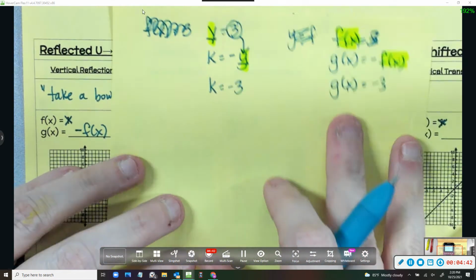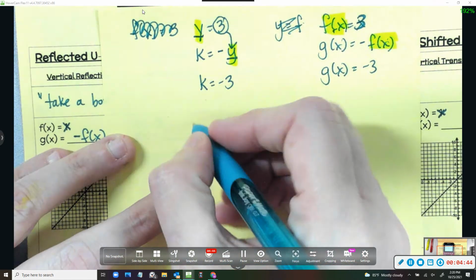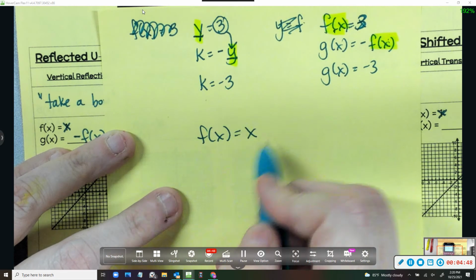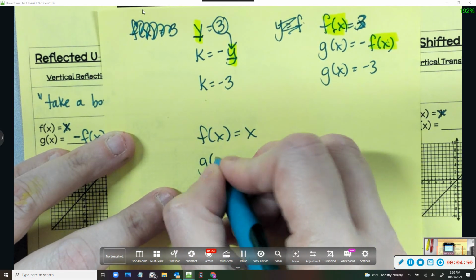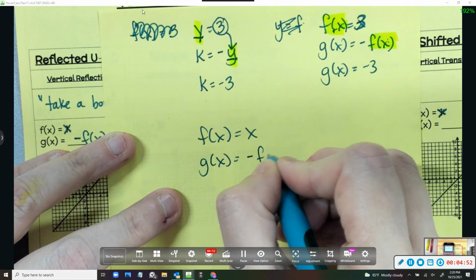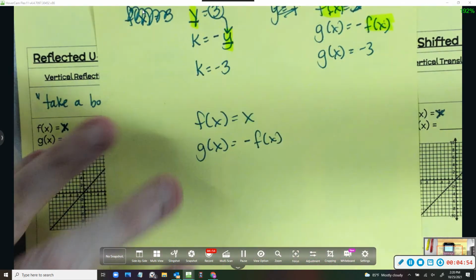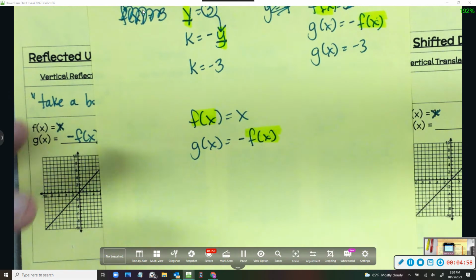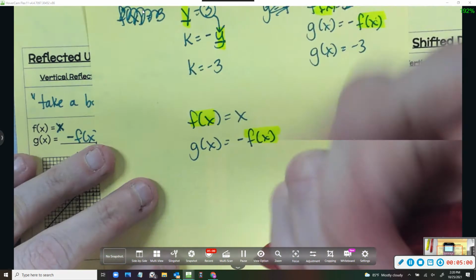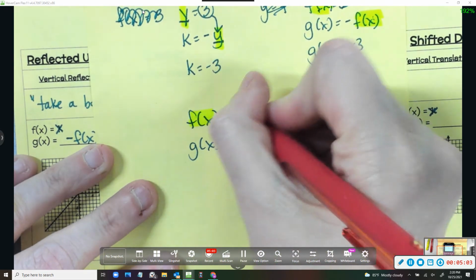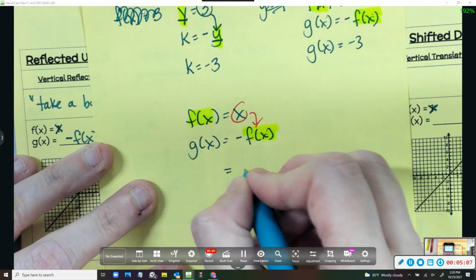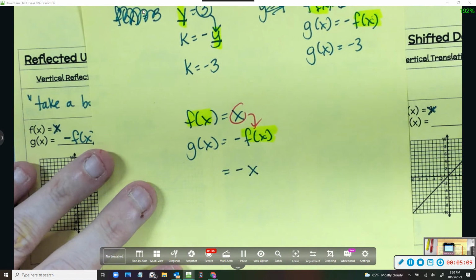Again, what we're going to be doing is doing that with variables. So we have f of x equals x. That's my parent function. And then I have g of x equals negative f of x. Well, anywhere I see f of x, I can stick x, which means I can say that it equals negative x. Why does this matter?